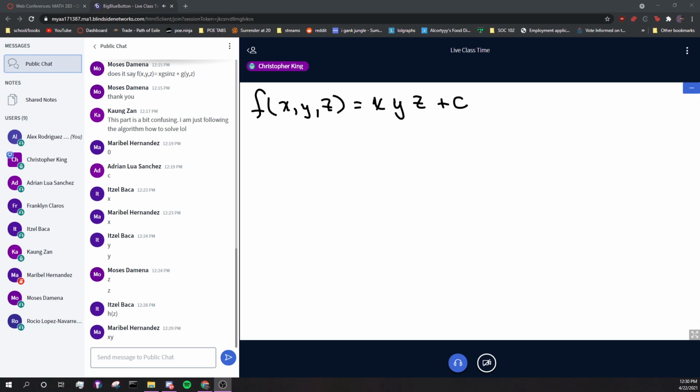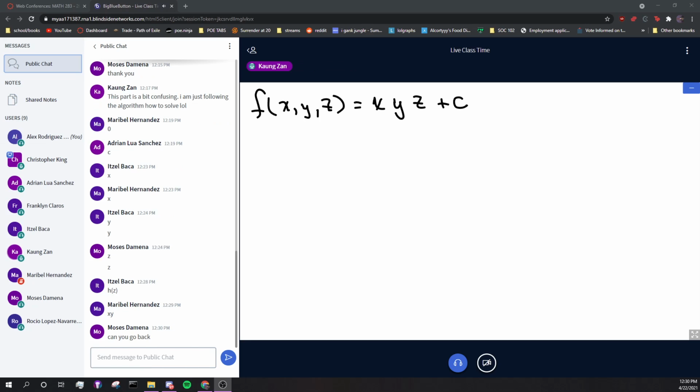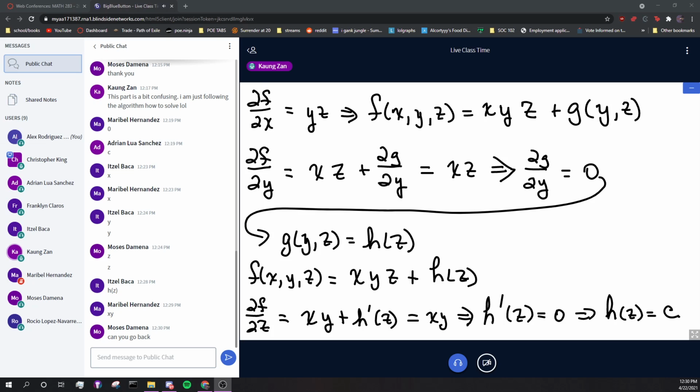Any questions? So the integral is exact when the field is conservative, right? Right. So since it's exact, this is a conservative field, and we need this because if it wasn't exact, then we wouldn't be able to solve it this way. All right, I see. Thank you.